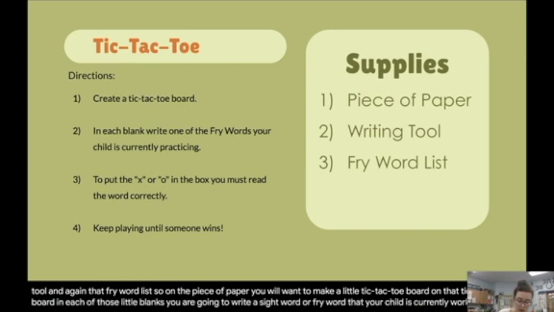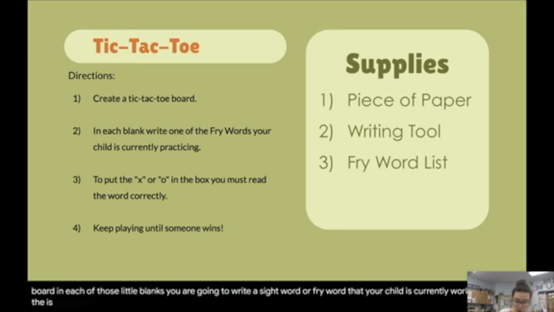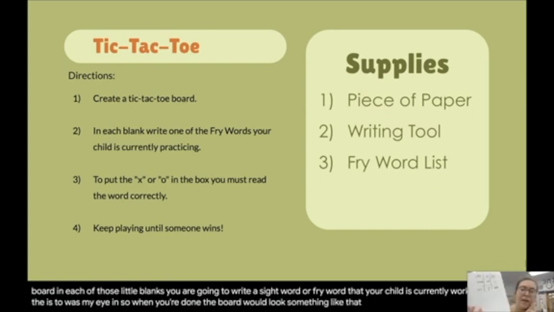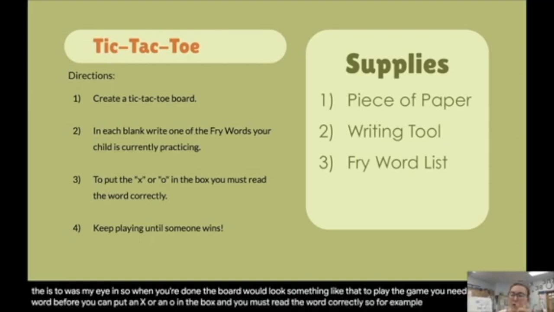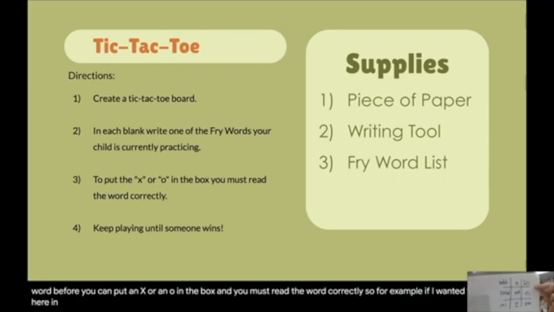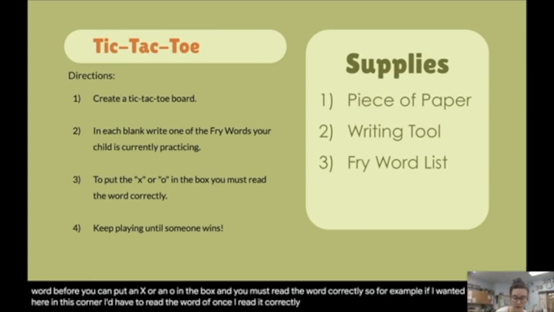So of, a, the, is, to, was, my, I, in. So when you're done, the board would look something like that. To play the game, you need to read the word before you can put an X or an O in the box, and you must read the word correctly. So for example, if I wanted to go right up here in this corner, I'd have to read the word of. Once I read it correctly, I can put the X.